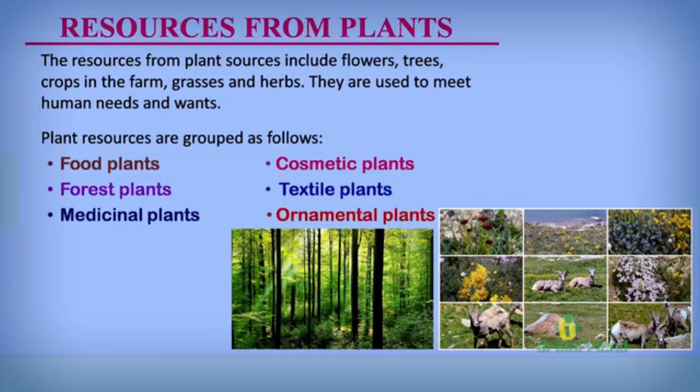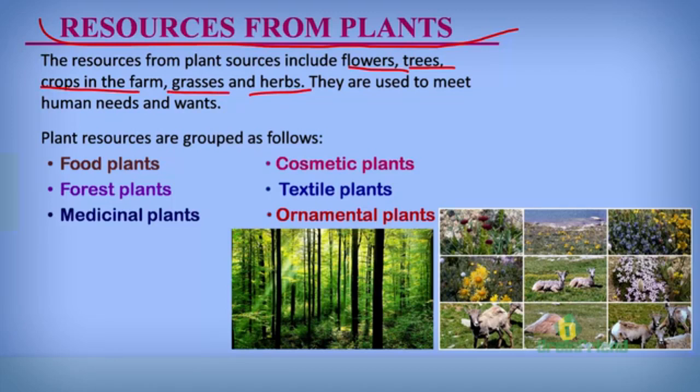So we are going to take a look at the first group, biotic resources from plants. Plants provide us with a lot of resources. They provide a lot of items for human use. These resources from plants include flowers, trees, crops in the farm, grasses, herbs, and so on. All of these resources are useful to man. They are used to meet the needs and wants of man.